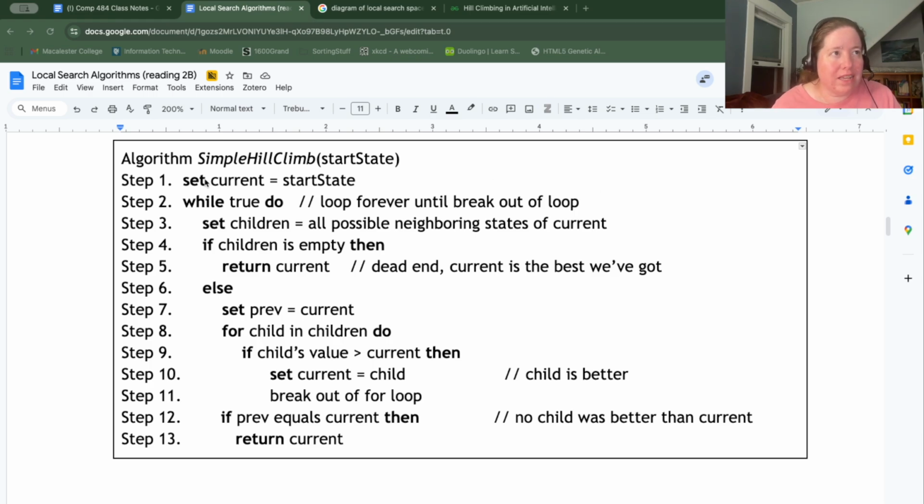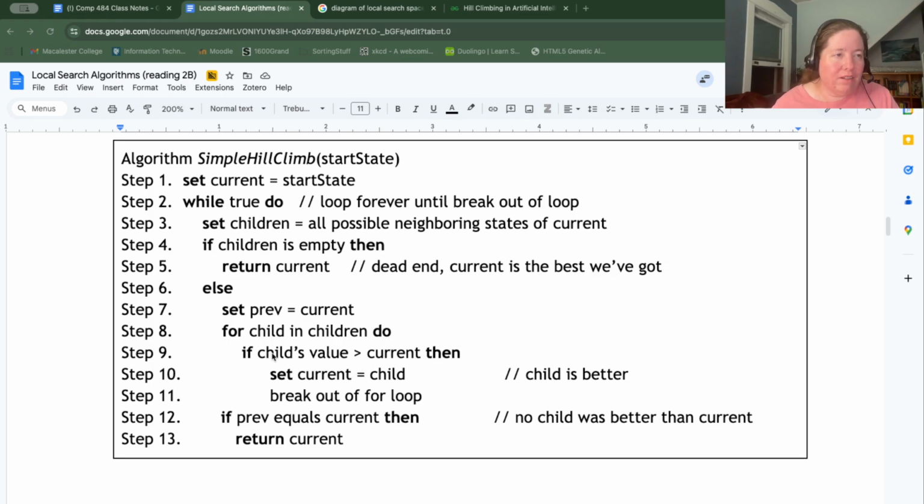So the start is the same. We set up a current state that we're keeping track of. We're going to loop until we decide we're done. We're going to gather all of the neighbors of the current state. We still have our strange case when we don't have any neighbors. Otherwise, we have a little loop here, and that's what makes this critically important. We're going to store the current state into a separate variable just so we can keep our hands on it. And then we're going to start looping through the children.